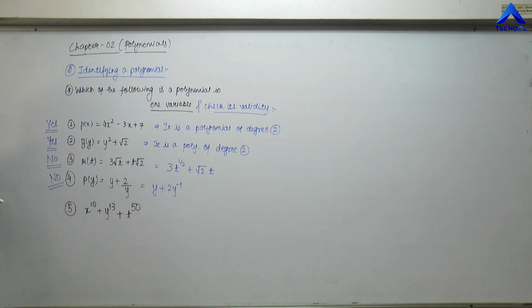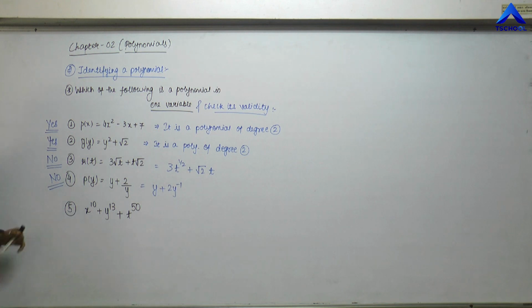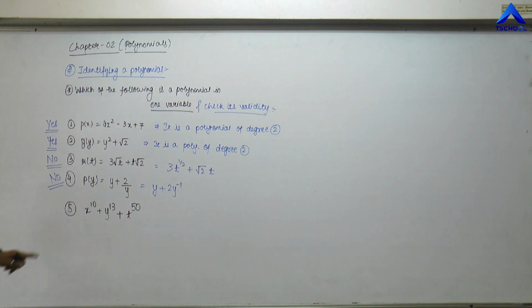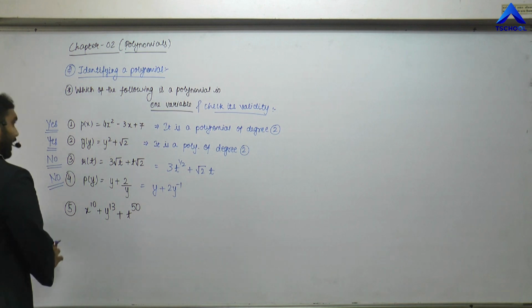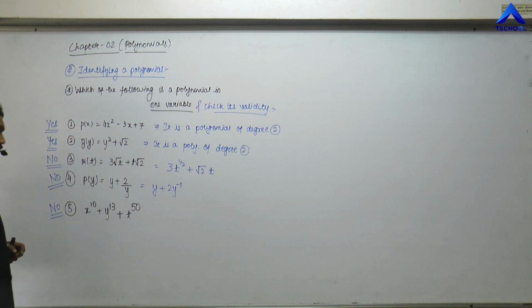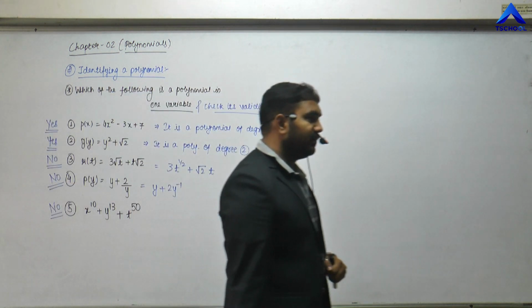And the fifth one. See friends, here there are three terms present, and all three terms have three different variables. The first one is x raised to 10, the second one is y raised to 13, and the third one is t raised to 50. So according to the given question, no, this is not a polynomial in one variable, right? So we cannot define the third one as a polynomial in one variable.